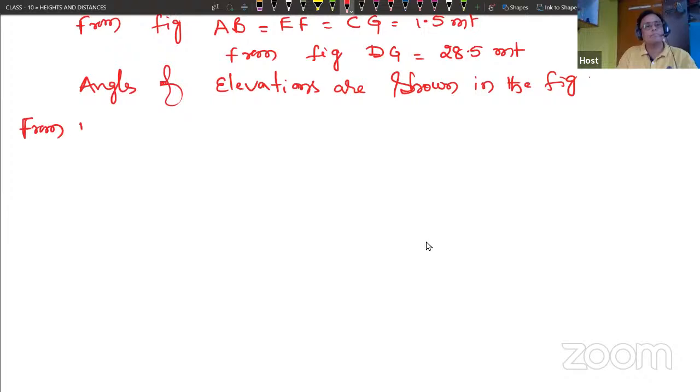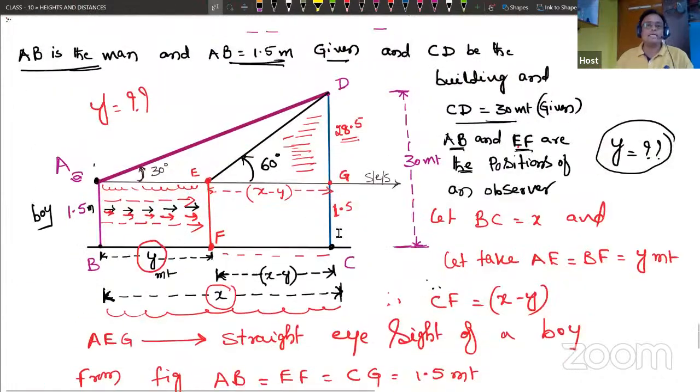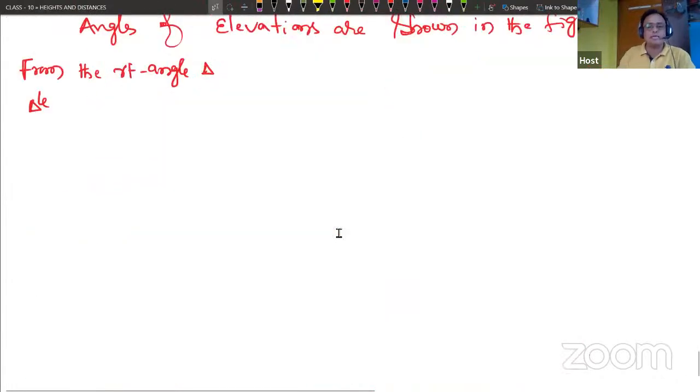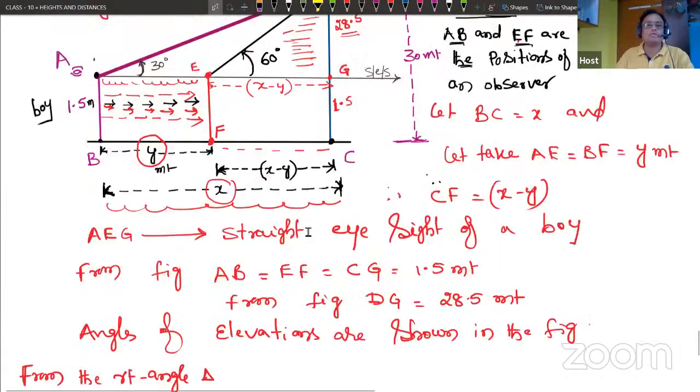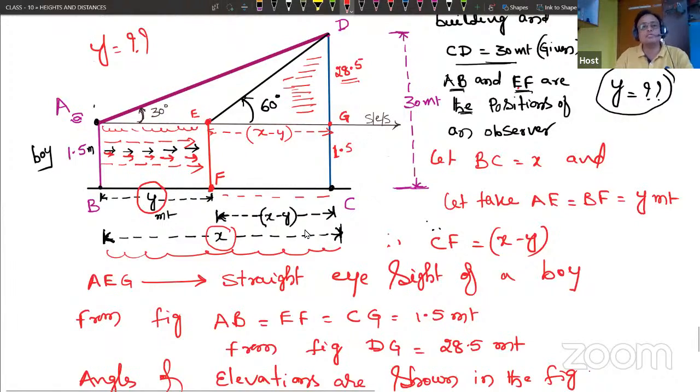From the right angled triangle, what is this right angle triangle? Once again, observe this. DEZ. From the right angle triangle DEZ. Once again, I'll write here only before that. What is tan 60? Tan of this angle. So here I'll first write the tan 60 definition.